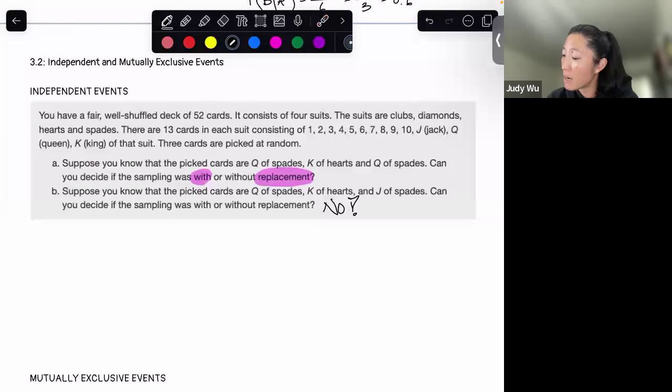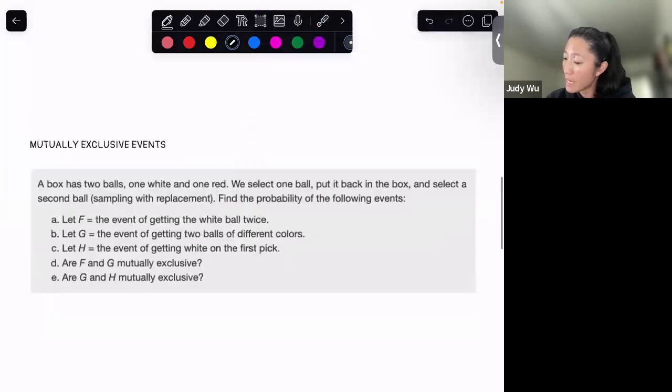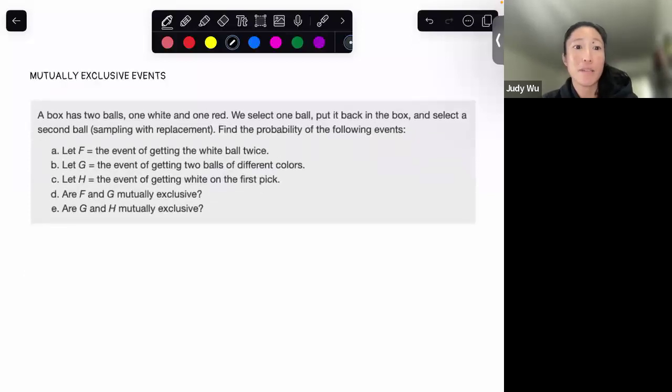And so this idea of with or without replacement is important as we move on in this chapter, and we're going to think about things like probability. The second main idea in this section is something called mutually exclusive events. And so we're going to build on what we talked about in 3.1 with the sample space and use that to help us find the probability of different events.